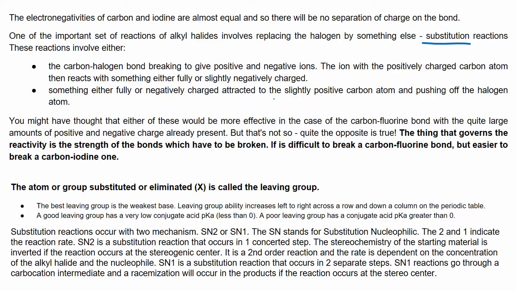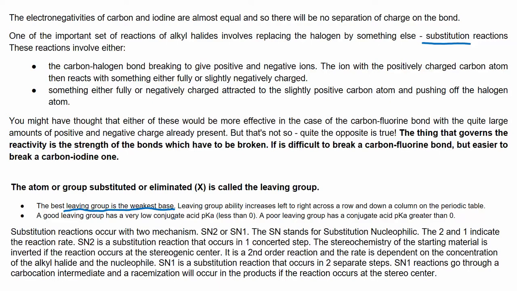But what's going to govern that reactivity is the strength of the bonds that have to be broken. Now, you will hear this phrase, it's called a leaving group. So whatever is being substituted or eliminated is called the leaving group. The best leaving group is going to be the weakest base. That's counterintuitive for a lot of people, but the best leaving group is the weakest base, and that's because it's stable. It's stable sitting all by itself.